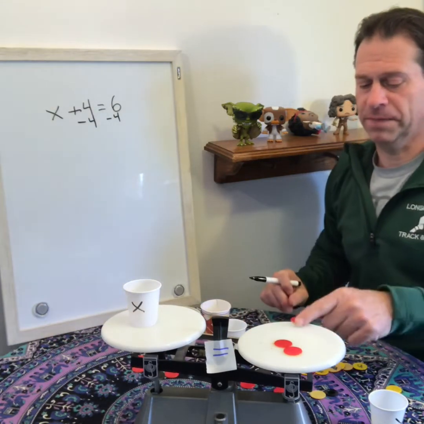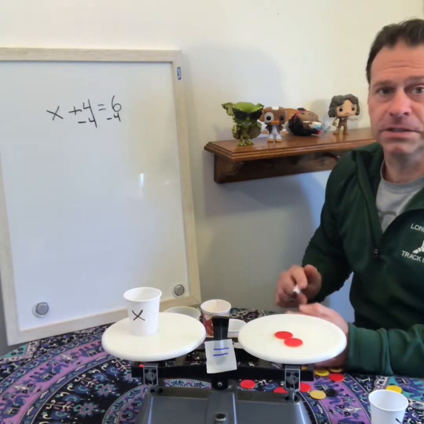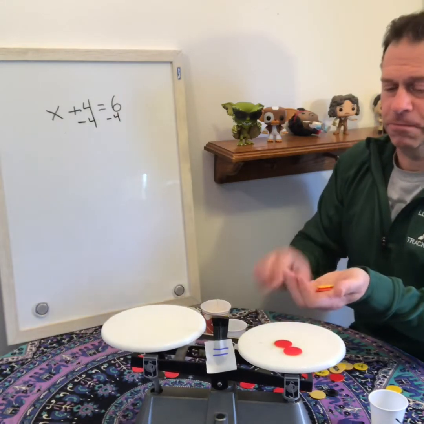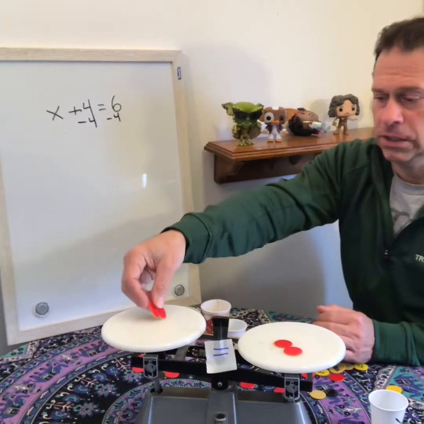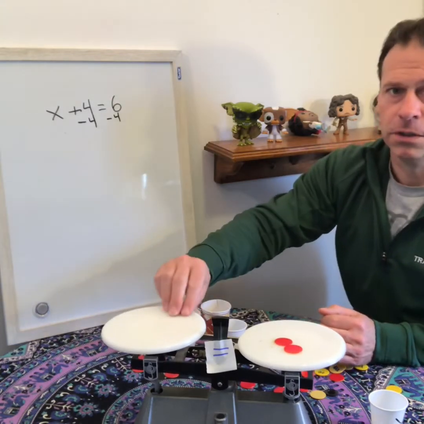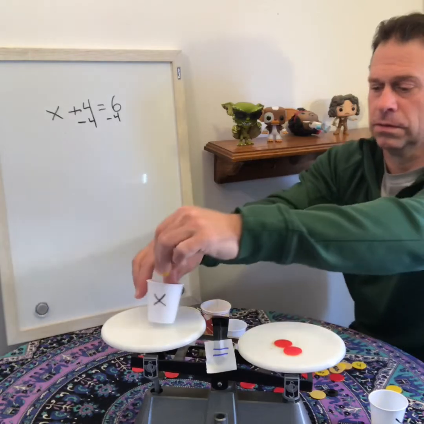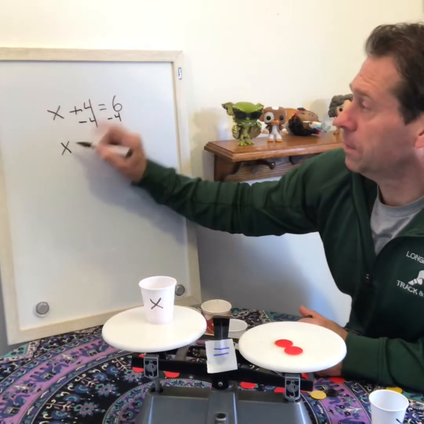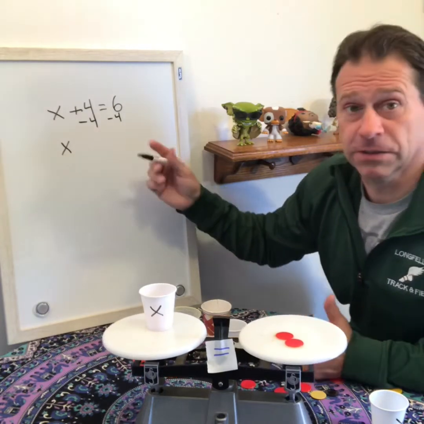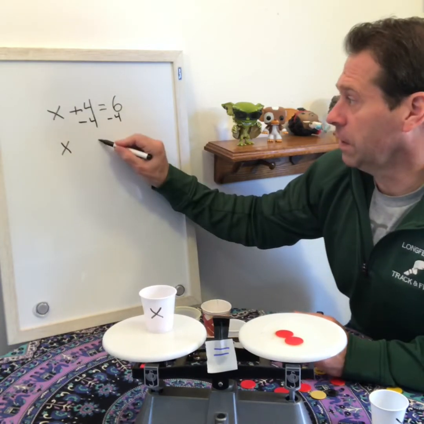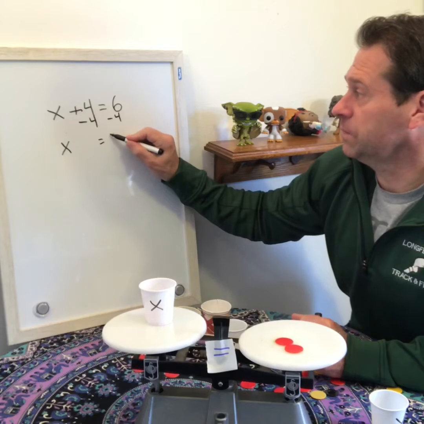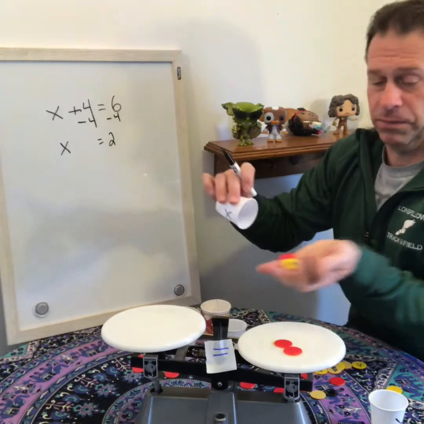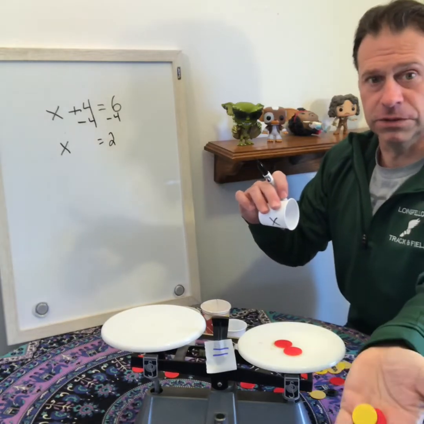And if I take 4 away from that side, I end up balanced again, and I'm going to end up with 2. So know that it's going to be 2. So x here, because this is 0, I don't need to write x plus 0, identity property, I don't have to write that, equals 6 minus 4 is 2. X equals 2, and we know, we proved it, that x equals 2.